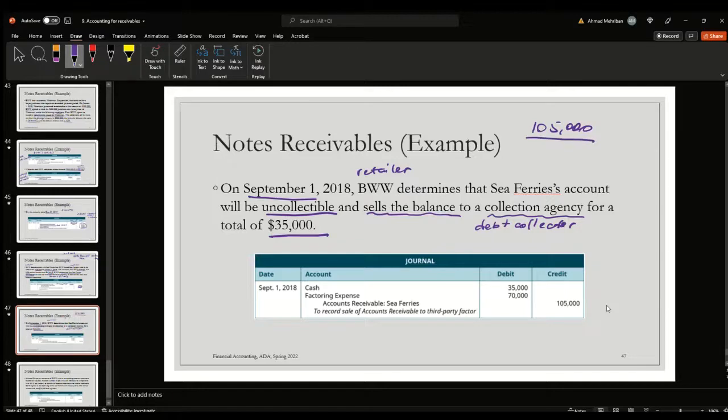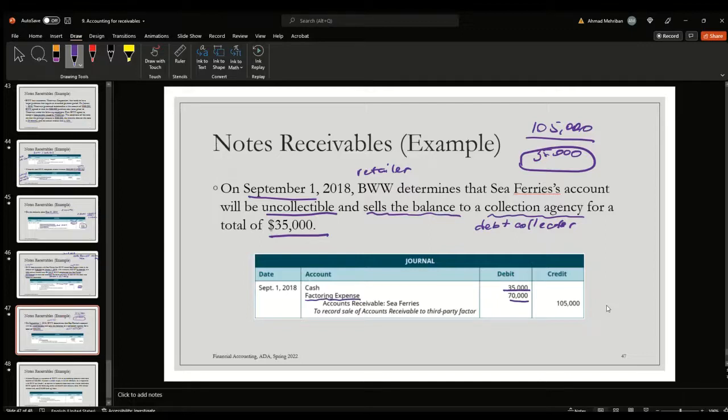It belongs to them, legally it's theirs. However, they couldn't collect it, so they have managed to save at least 35,000 of it. They sold it for 35,000. So they received cash, and they put the remaining 70,000, 105 minus 35, into what we call a factoring expense.